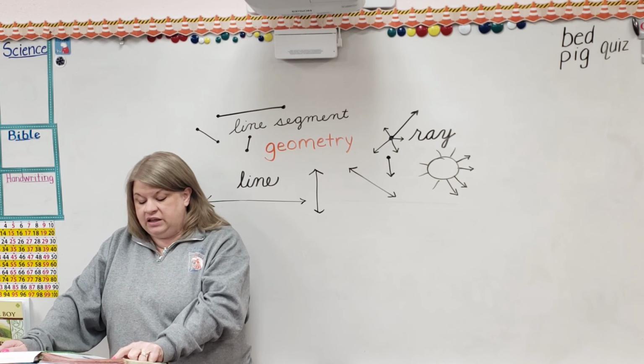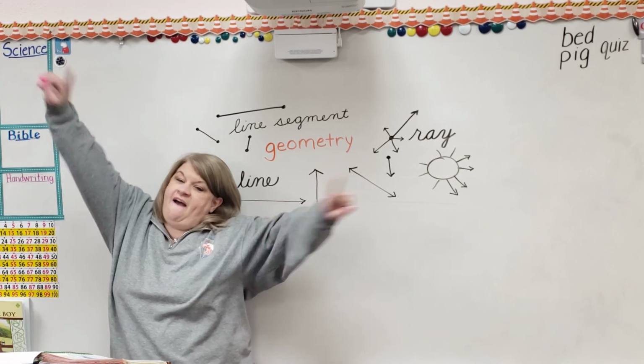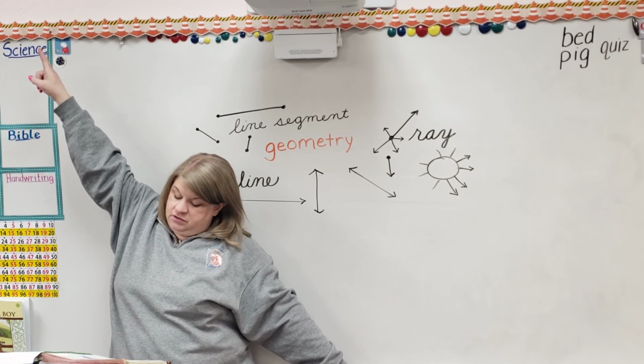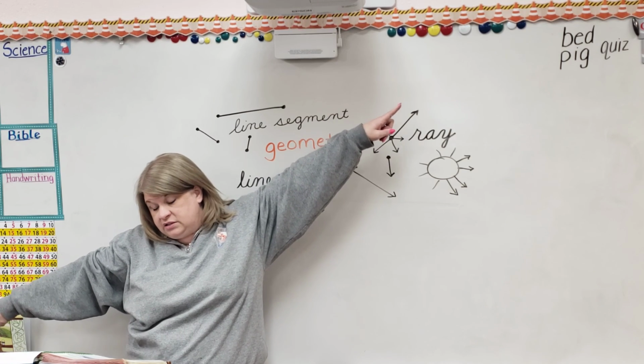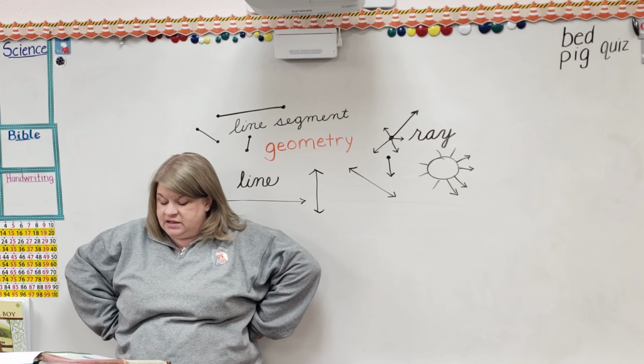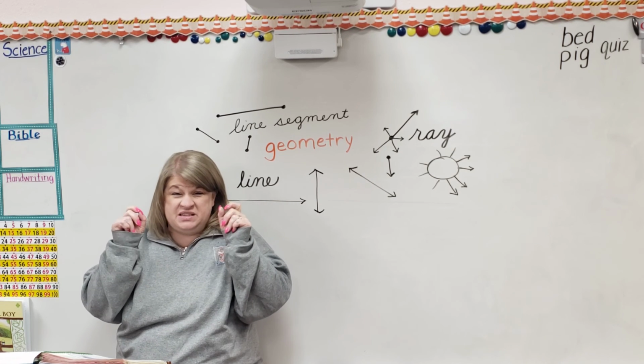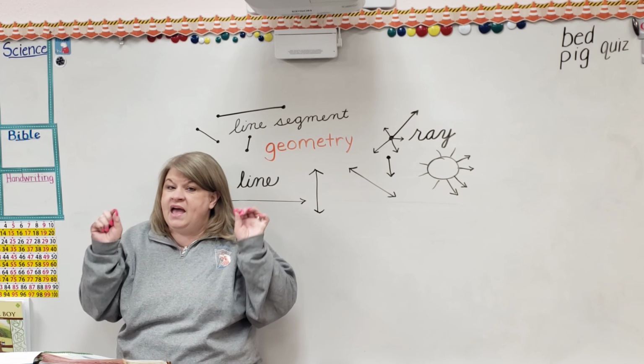Okay, the first one says a line is straight. It is a set of points that extends forever in opposite directions, in any direction, both sides. They give examples. And then look at the line segment. It's the part of a line between two endpoints. Those stop sign dots, we call those endpoints.